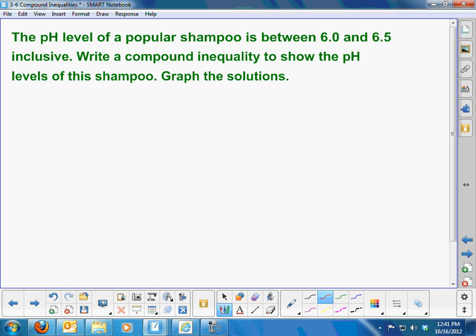Okay, so if I know that my pH level, we're going to call that x, is between 6 and 6.5 inclusive, so x is going to be greater than or equal to 6.0, since it's inclusive, and we know that x is less than or equal to the 6.5. It's somewhere in between there. Now, those are two simple inequalities written separately. I'm going to combine those two together and make one compound inequality.